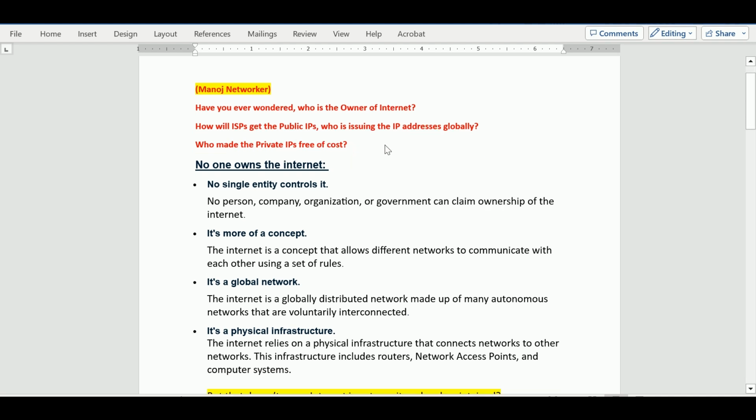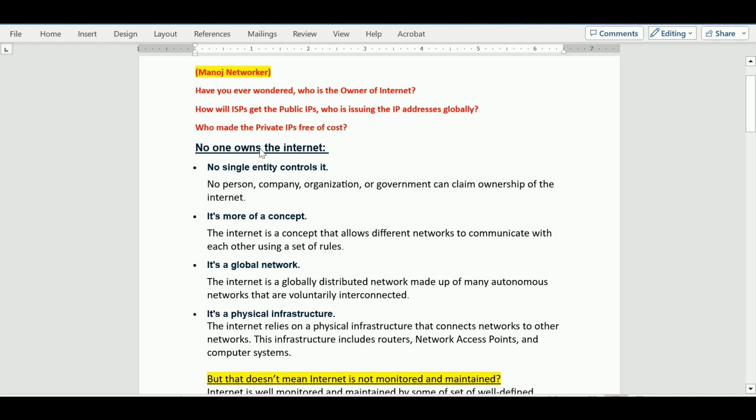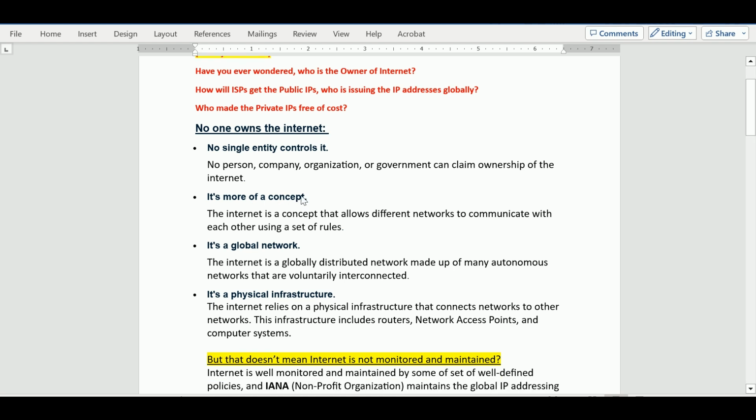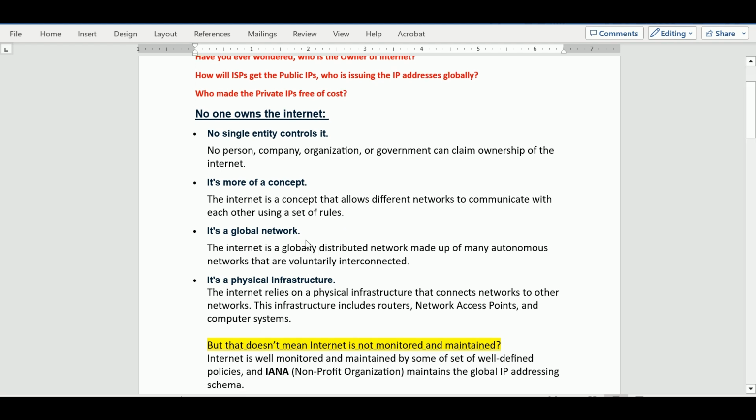So first, let's see who is the owner of the internet. Basically, internet is a terminology and no one owns the internet. It does not belong to any single person, any company, any government organization, or any single corporate office. No single entity controls it; it's a group of people managing this internet, and it's more of a concept. The internet is a concept that allows different networks to communicate with each other using a set of rules, and it's a global network. So internet means it is connecting your resources globally.